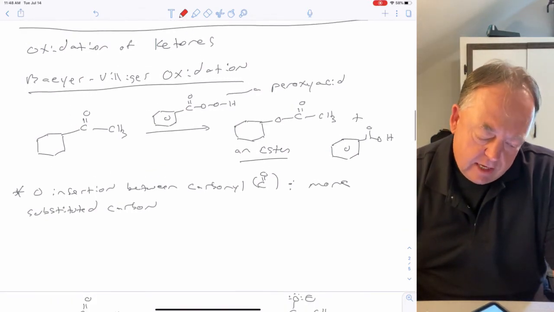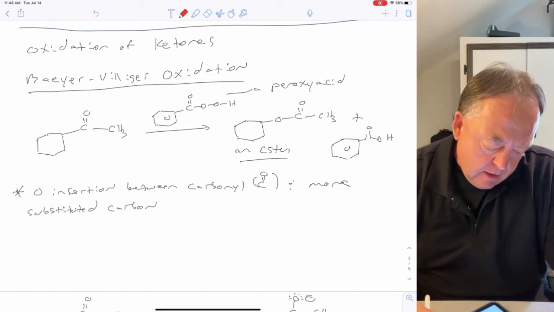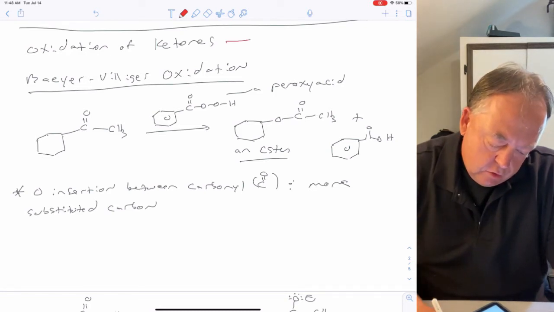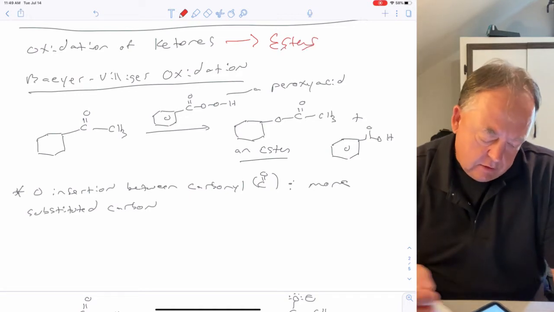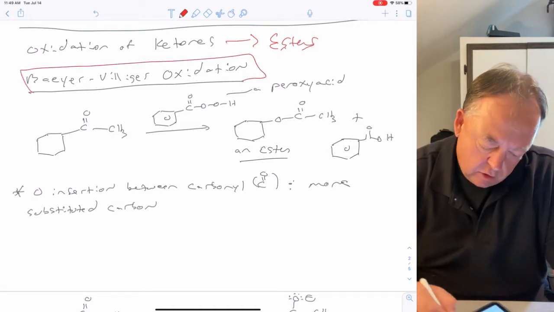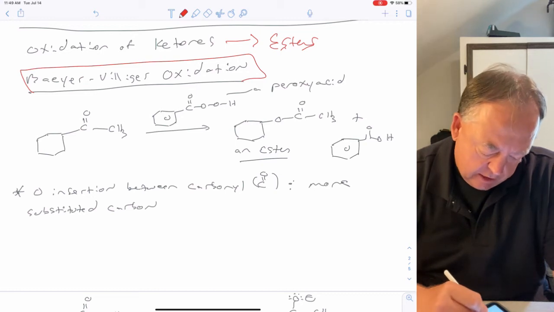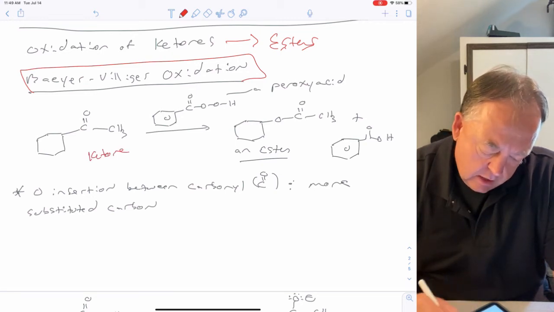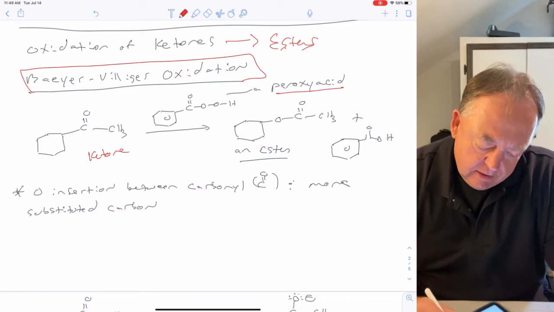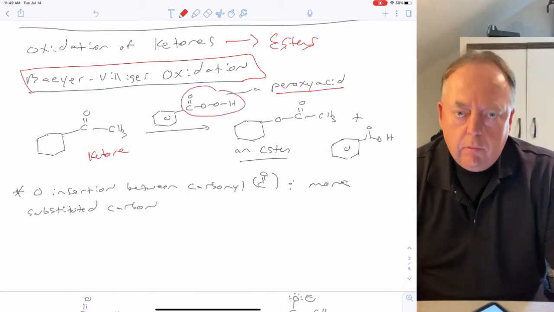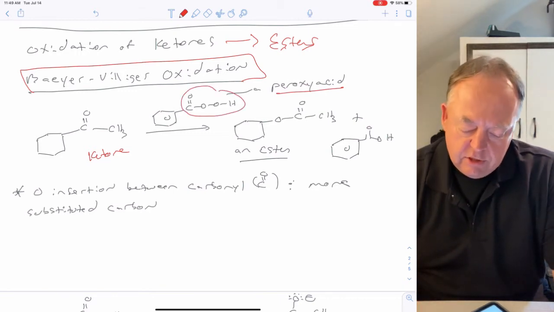Okay, so ketones can be oxidized. You can oxidize them to esters. You can do what's known as a Baeyer-Villiger oxidation. This is the way you do it: you take a ketone with a peroxy acid. This is a peroxy acid: you have a C double bond O, then OOH.